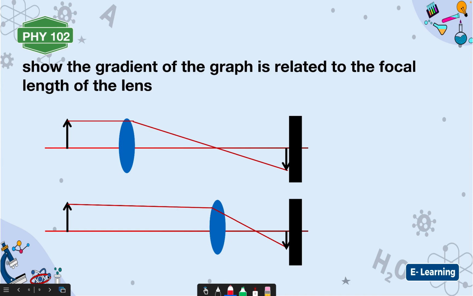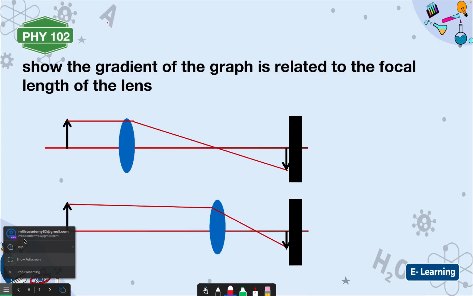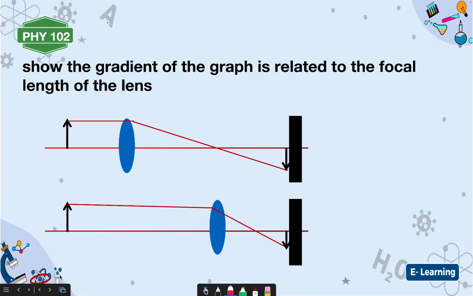Now the next step is to show the gradient of the graph is related to the focal length of the lens. Now we are going to do some mathematical manipulation here, so everybody should pay attention. What are those mathematical manipulations we want to do? It's a very, very simple thing. Now there's something I want us to take note of here.